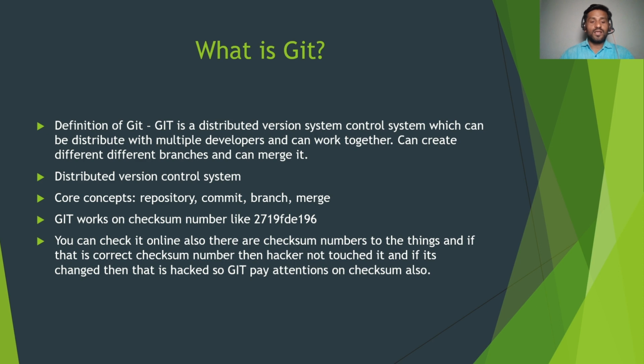Again, Git works on a checksum number like 2719FDE196, and you can check it online also. The checksum number goes with the files. If a hacker catches the file, makes some changes and sends it, then this checksum number will change, right? So this is also caught by Git. So there is no risk; immediately we can identify using Git whether a hacker has made some changes or not. So there are these benefits, and many more benefits of using Git.